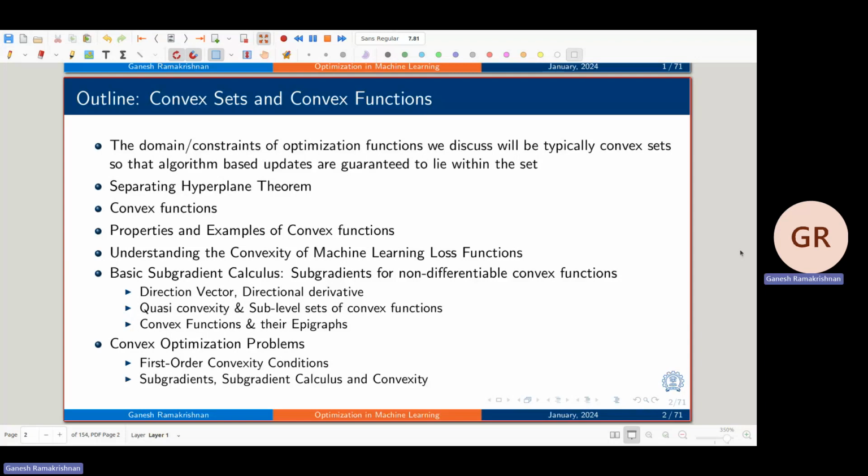Finally, look at convex functions and their epigraphs. There's a notion of quasi-convexity, which is inspired by the notion of subgradient. And then we look at convex optimization problems. So this is like the trajectory. For convex optimization problems, again, we revisit the calculus of subgradients.